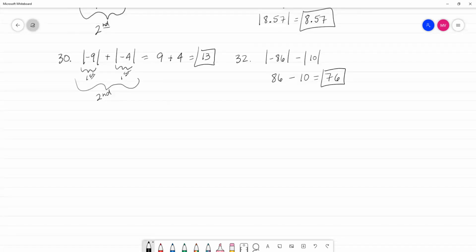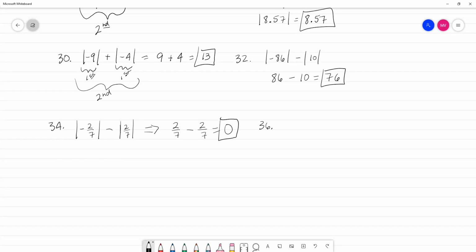All right, 34. Oh, yay, fractions. Absolute value of -2/7 minus the absolute value of 2/7. Oh, well, at least they made it easy for us, right? Because we got to get rid of our absolute value first, because grouping symbol. And so we end up with absolute value of -2/7 is 2/7, and absolute value of 2/7 is 2/7, and 2/7 minus 2/7 is 0.